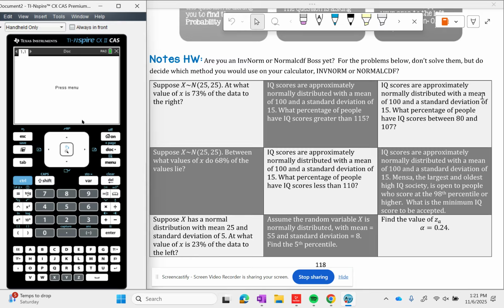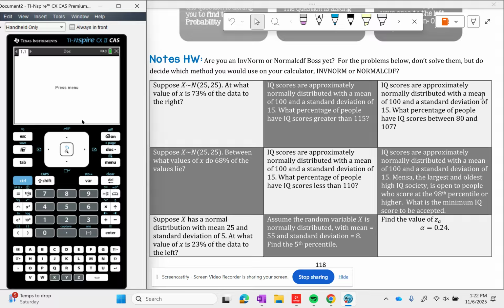Great. Third, IQ scores are approximately normally distributed with a mean of 100 and a standard deviation of 15. What percentage of people have IQ scores between 80 and 107? What do you guys say? What percentage? Normal CDF. Good job.